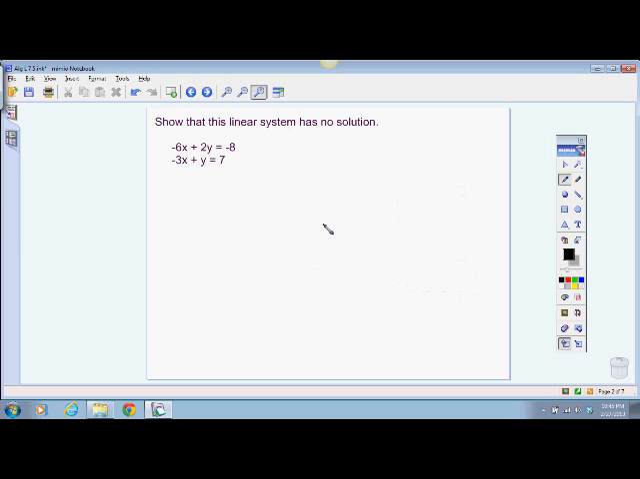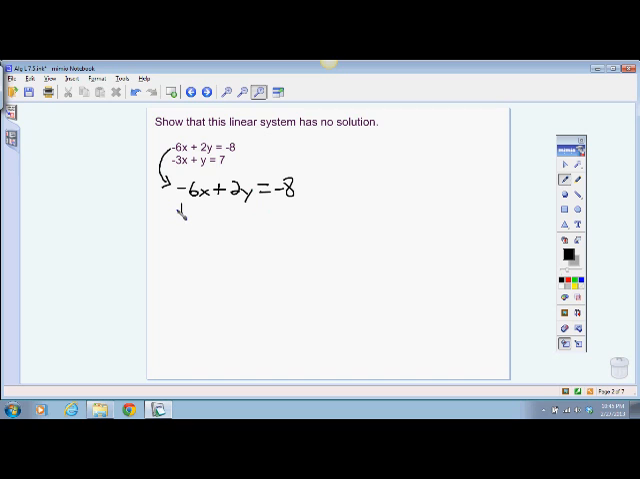This says show that this linear system has no solution. Now if you're looking at both of these, we have our three ways to solve them. We can graph it, we can use substitution, or we can use linear combinations. Let's just say, for an example, that I wanted to graph both of these. To graph these, the easiest method is to put them in slope-intercept form.